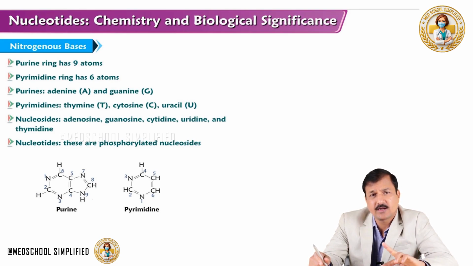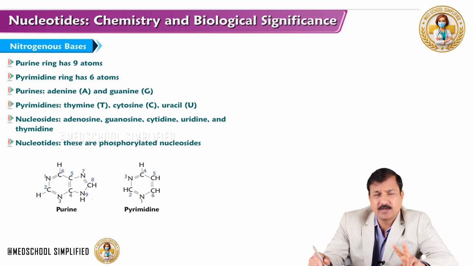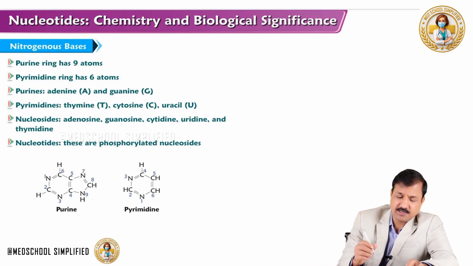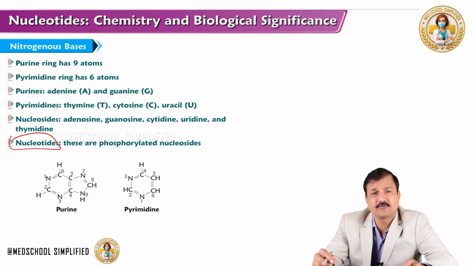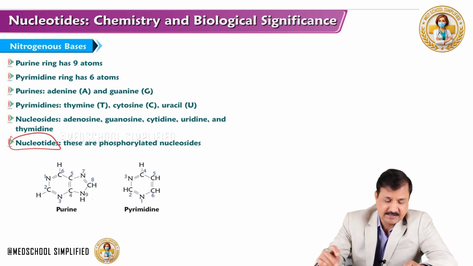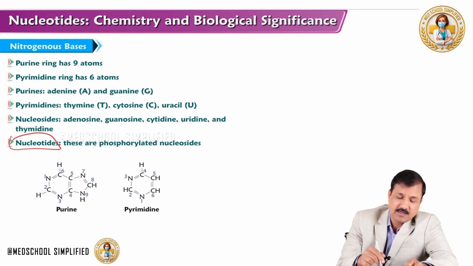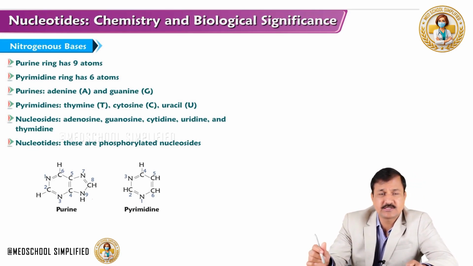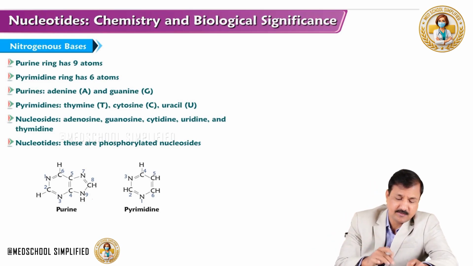Adenine, adenosine; guanine, guanosine; cytosine becoming cytidine; uracil becoming uridine; thymine becoming thymidine. That's how the nucleosides are made. What about nucleotides? Nucleotides are the phosphorylated forms of nucleosides. That's the difference between base, nucleoside and nucleotide molecules.